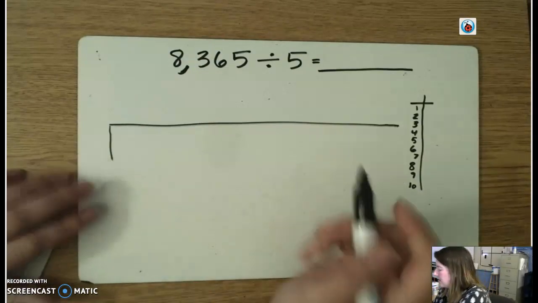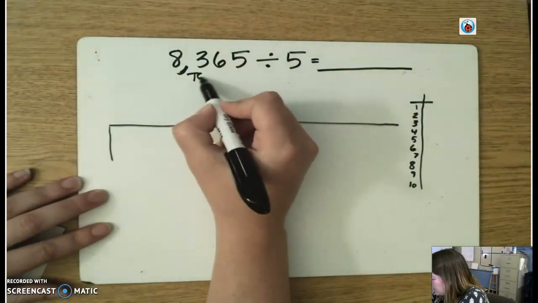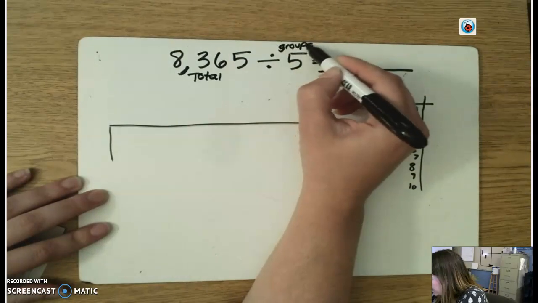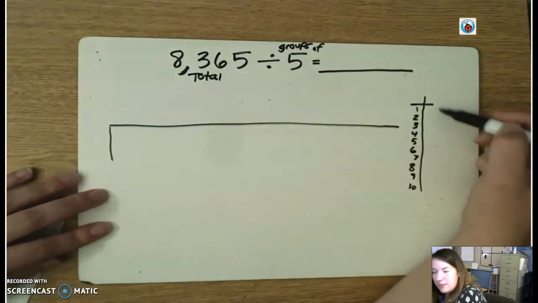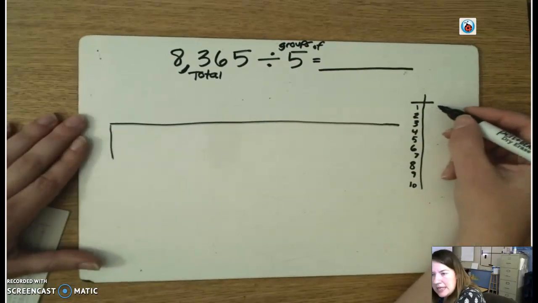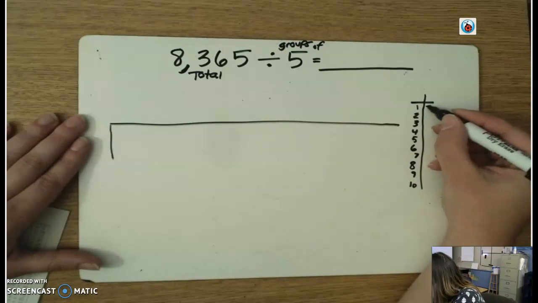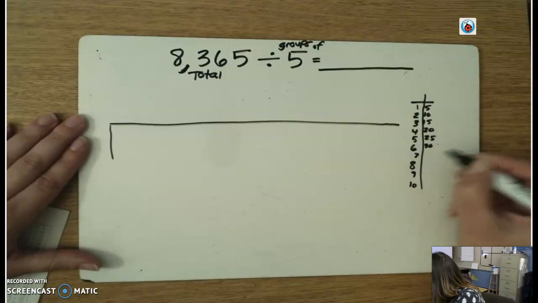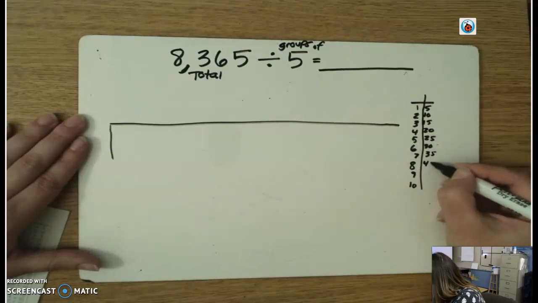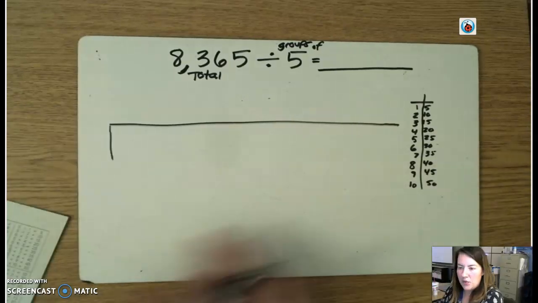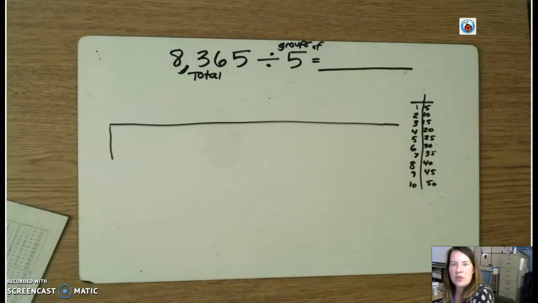8,365 divided by 5. So this is our total, and I want to see how many groups of 5 I can make. Well, I'm going to list my groups of 5 to begin with, 1 to 10, just so I have them ready. 5 should be easy. We should know those. So one group would be 5, 2 groups 10, 15, 20, 25, 30, 35, 40, 45, and 50. And again, we don't want to do a T-chart all the way to 8,365.